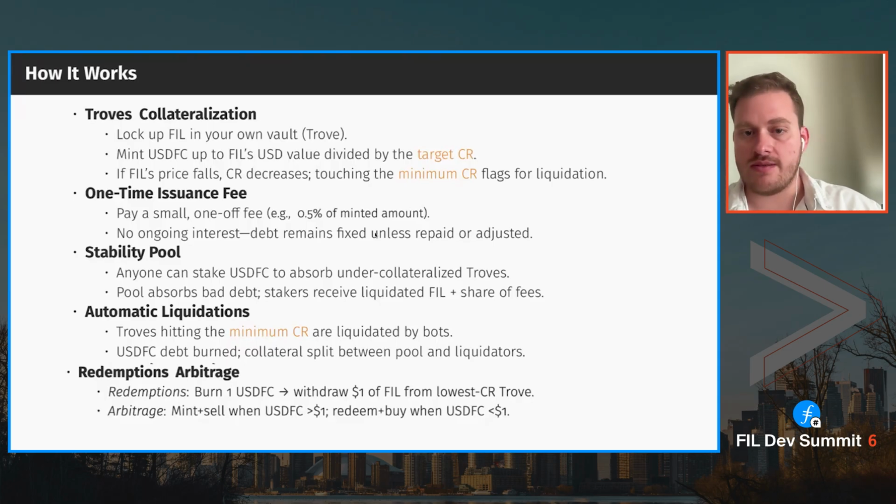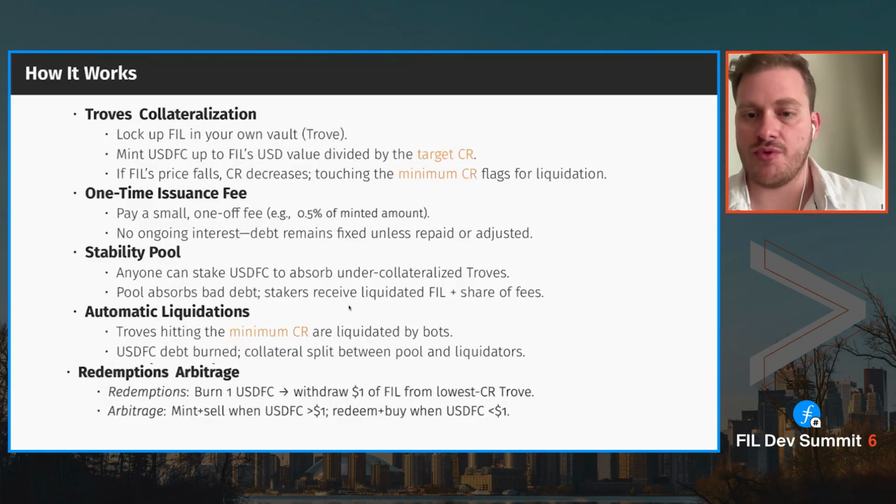So this typical number is 110%, meaning that if you drop below this 110% collateralization ratio, you might be flagged for liquidation. Once you are flagged for liquidation, a bot or some other interested party steps in and can liquidate you. And the incentive by doing so is that they get some funds in return from doing this.